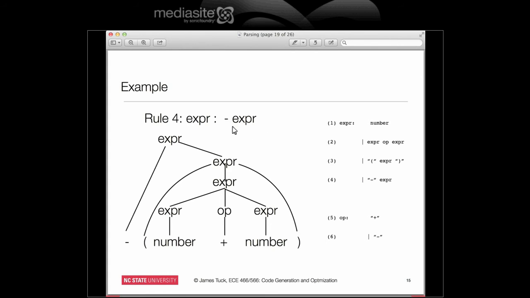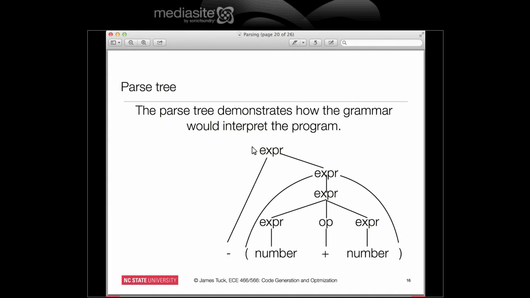And now lastly, I can apply rule 4. Rule 4 says that an expression is also minus followed by an expression. And now I know that there's a minus sign here, and that what comes after it is all one big expression. And so minus followed by an expression is an expression. Okay, the parse tree, therefore, proves that there is a way to understand this program I started with in terms of this grammar for expressions. So this program does parse with respect to this grammar.